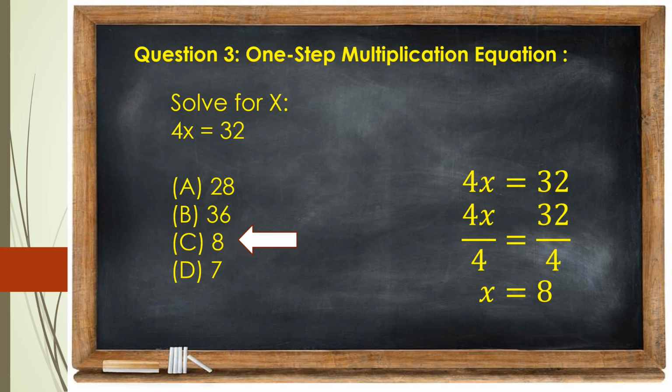4 divided by 4 cancels out, leaving just x. On the other side, 32 divided by 4 equals 8. So, x equals 8. Options A and B are tricks for students who mistakenly subtracted or added 4. Always use division to remove a coefficient. Letter C is correct.